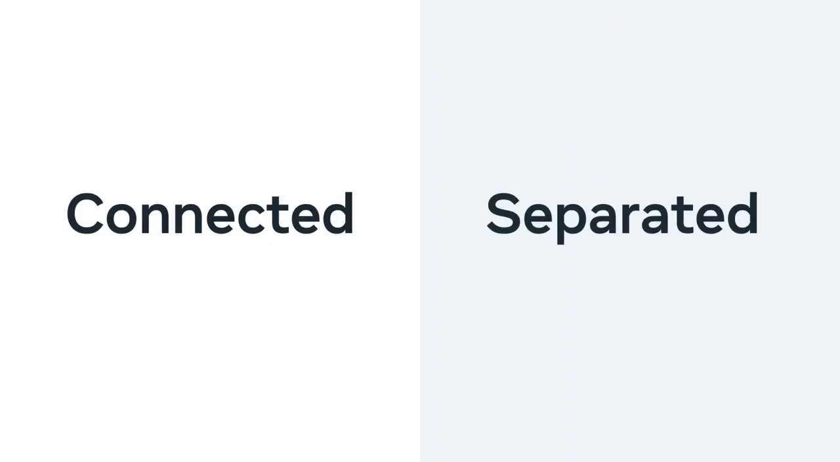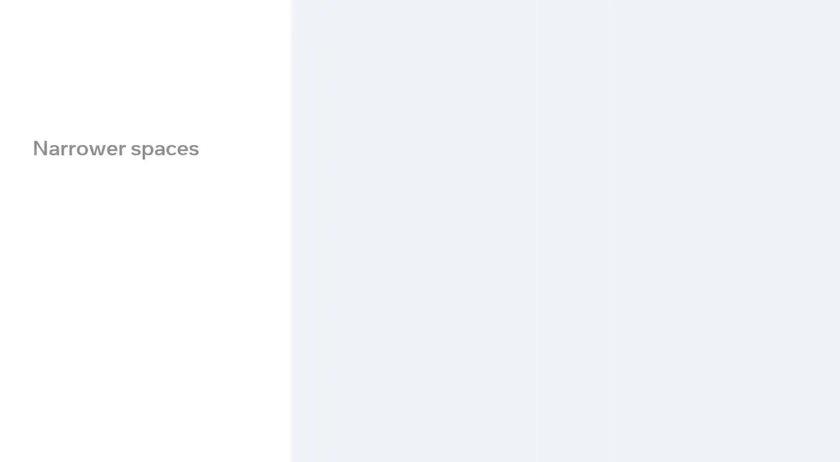Elements in a design can be connected and/or separated using space. Narrower spaces link items to show connections between them, whereas wider gaps divide elements to show separations between them. Their link is enhanced by them overlapping.